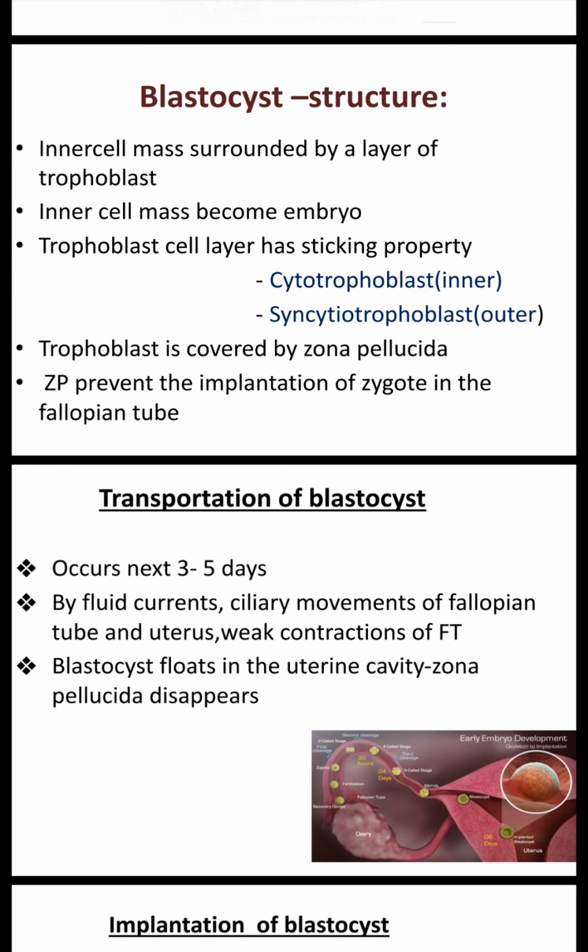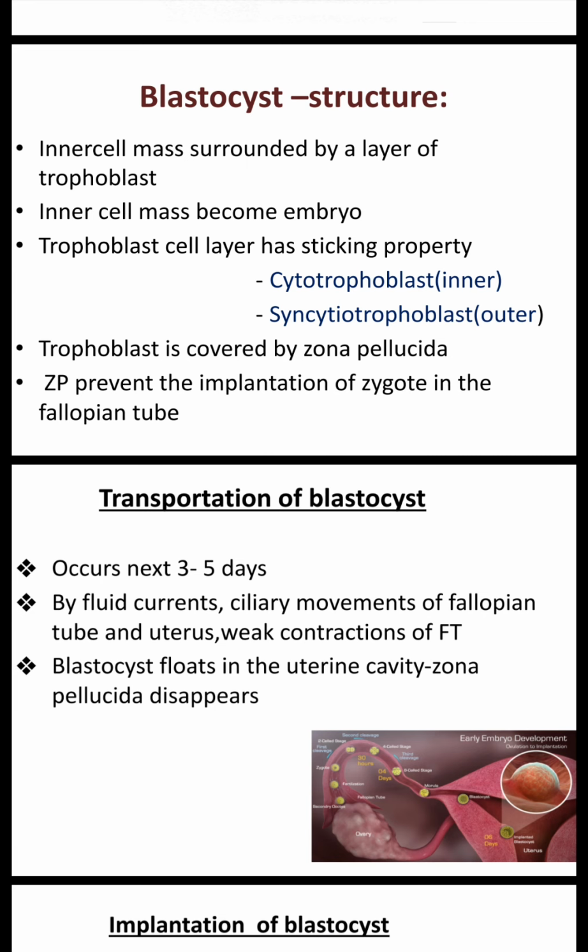Actually, the inner cell mass is surrounded by a layer of trophoblast. This inner cell mass will be converted into the embryo, whereas the trophoblast cell layer has a sticking property. The outer layer is the syncytial trophoblast and the inner is the cytotrophoblast. This trophoblast is covered by the zona pellucida, and this zona pellucida prevents the implantation of the zygote in the fallopian tube.